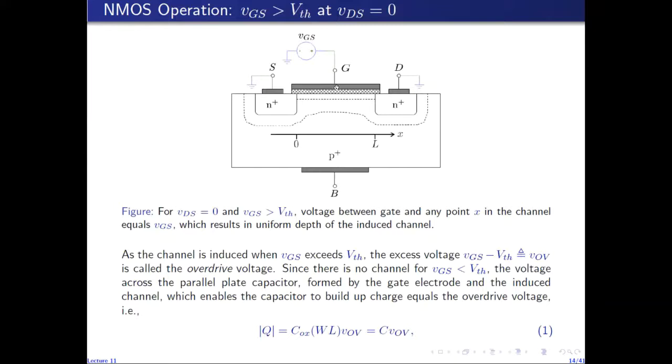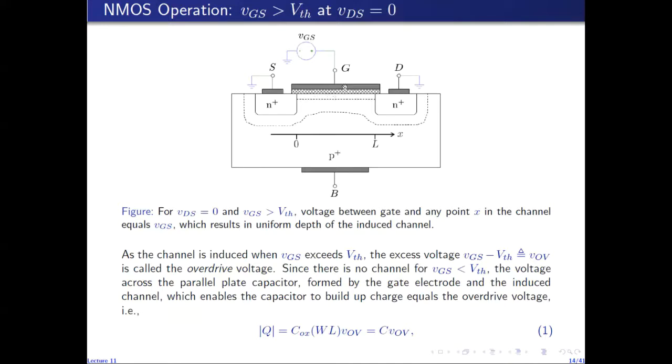Since there is no channel for gate to source voltage less than the threshold voltage, the voltage across this parallel plate capacitor, which is formed by the gate electrode and the induced channel, the voltage which enables the capacitor to build up the charge, is actually equal to the overdrive voltage. So the voltage that allows this parallel plate capacitor to store charge is not VGS, rather it is given by VGS minus V threshold, because the channel is not formed unless VGS exceeds V threshold. So only when VGS exceeds V threshold will we have a channel and a capacitor.